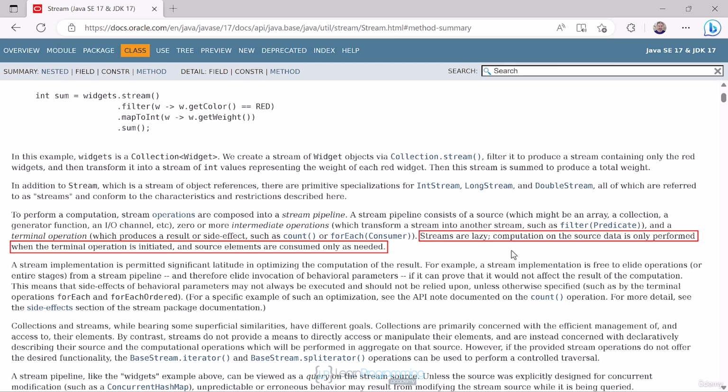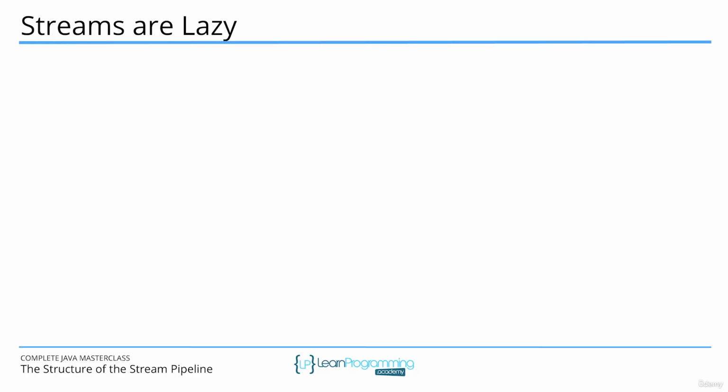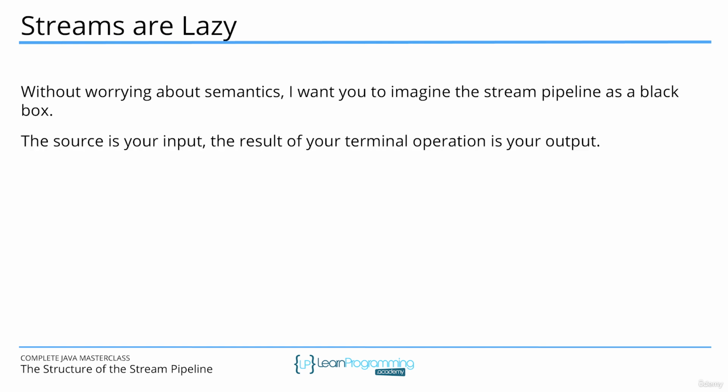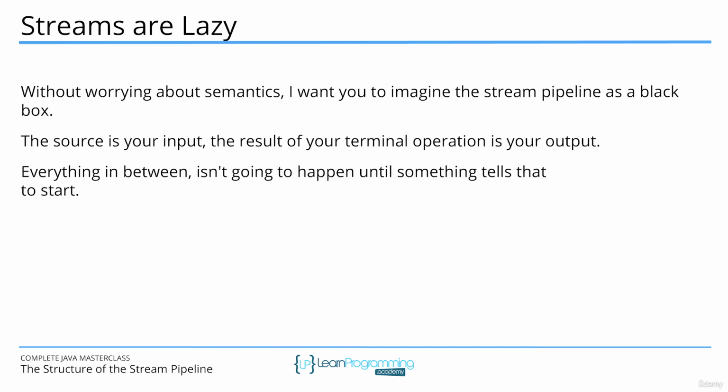Streams are lazy. Computation on the source data is only performed when the terminal operation is initiated and source elements are consumed only as needed. If you're anything like me, you may be asking, okay, but what does that really mean? Without worrying about semantics, I want you to imagine the stream pipeline as a black box. The source is your input, the result of your terminal operation is your output. Everything in between isn't going to happen until something tells that terminal operation to start.